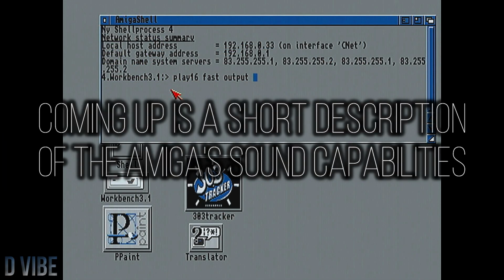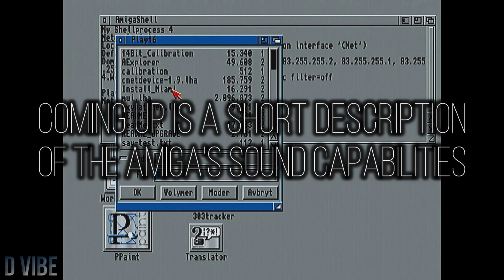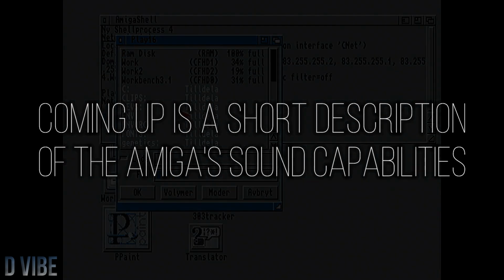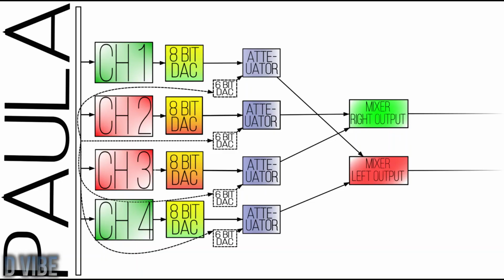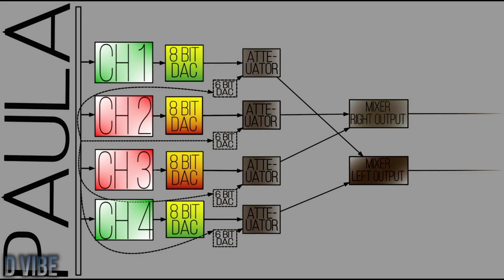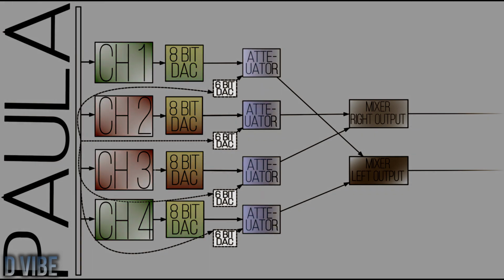Coming up is a short description of the Amiga's sound capabilities. I hope I got everything correct. The Amiga sound is at heart controlled by a sound chip called Paula. It has 4 independent DMA-driven 8-bit PCM sample channels with 6-bit volume controllers on each channel that control analog attenuators.